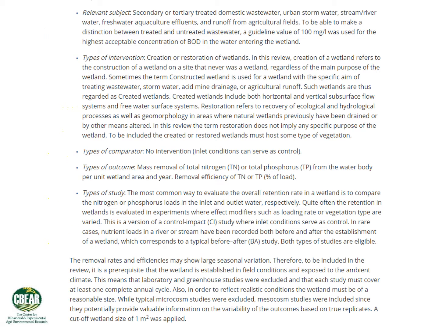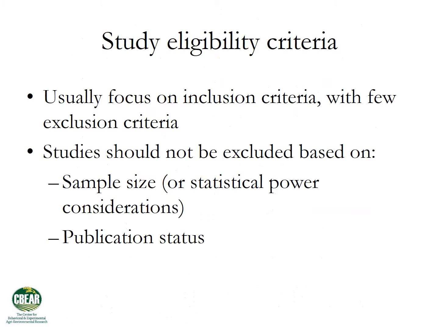So here's an example from that article where it's talking about the specific subject: secondary, tertiary treated domestic wastewater, urban stormwater, stream river water, freshwater aquaculture effluents, and runoff from agricultural fields. The type of interventions that they're going to look at, the type of comparator. In this case, it's no intervention, right? It's restored wetlands versus nothing was done to the wetlands. Type of outcomes that they're looking at, and the types of studies that they're going to consider as part of that systematic review. And these eligibility criteria tend to focus on inclusion criteria with a few exclusion criteria.